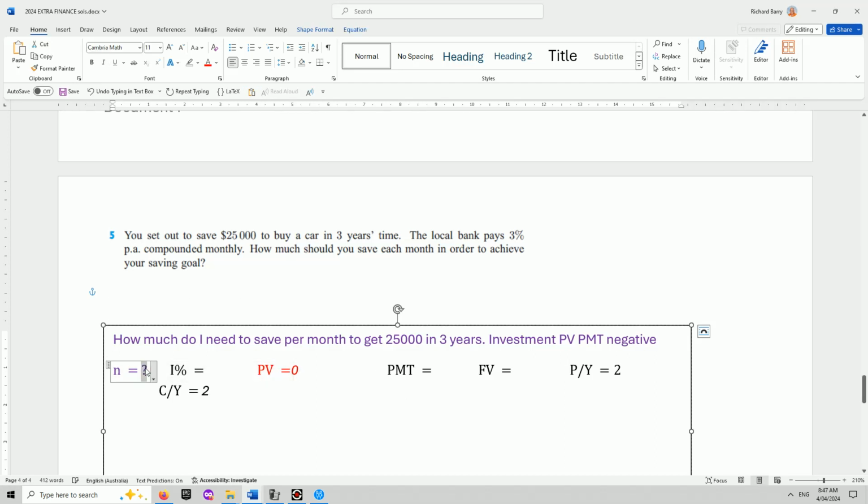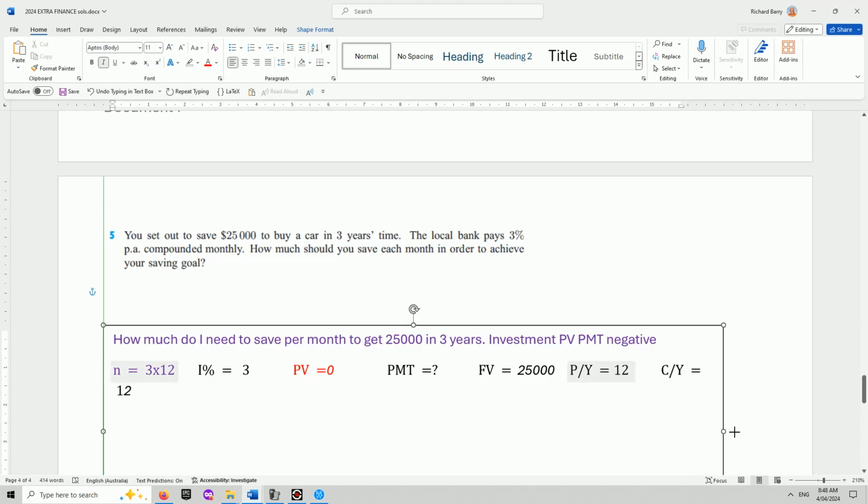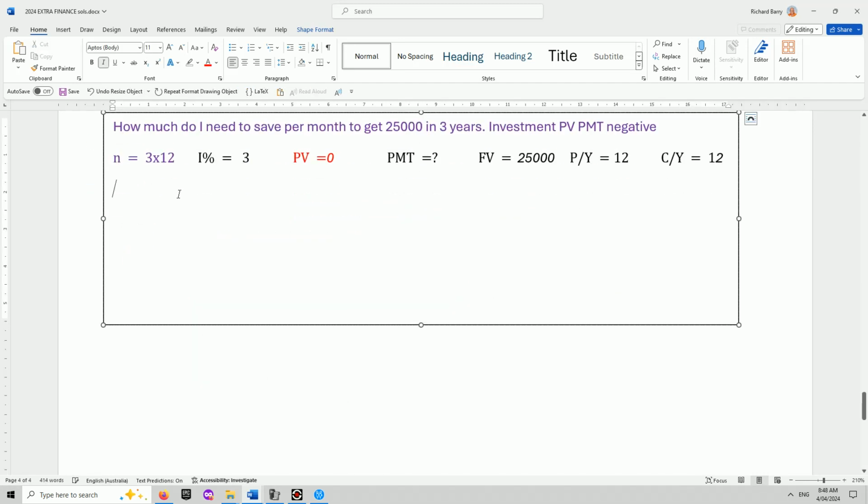Alright, so monthly, 3 years, 3 times 12. I, 3%. Payment, this is what we're looking for. Future value, we've been told we want to reach 25,000. Pretty easy to write that into PV, but that would be a loan. Payments, 12 times a year. Compound, 12 times a year. I don't know, just do that.